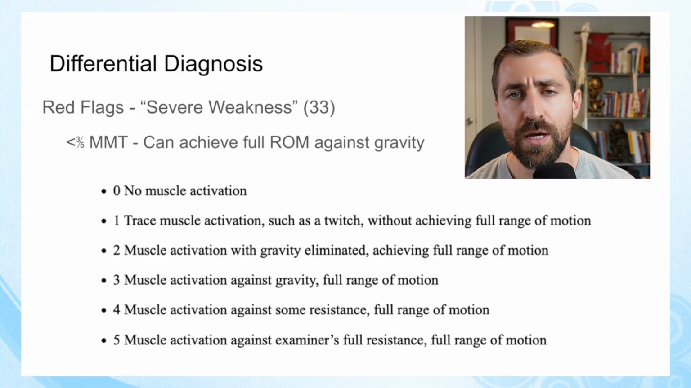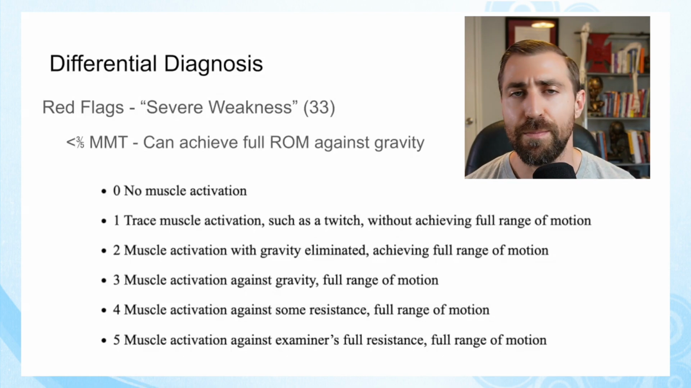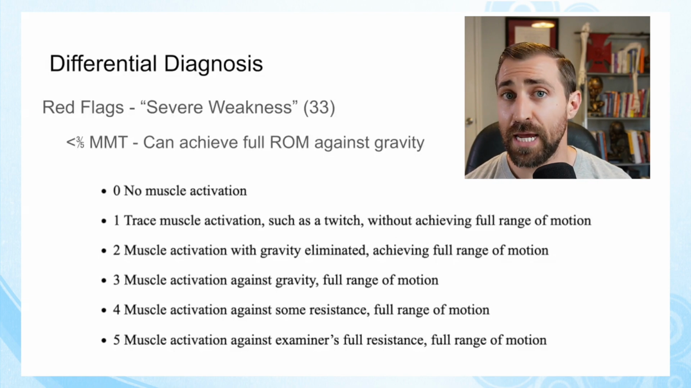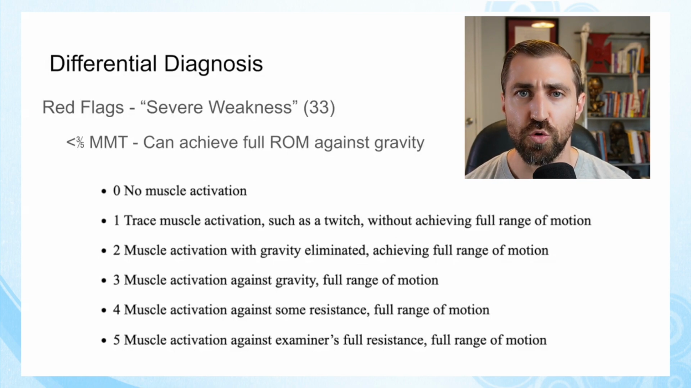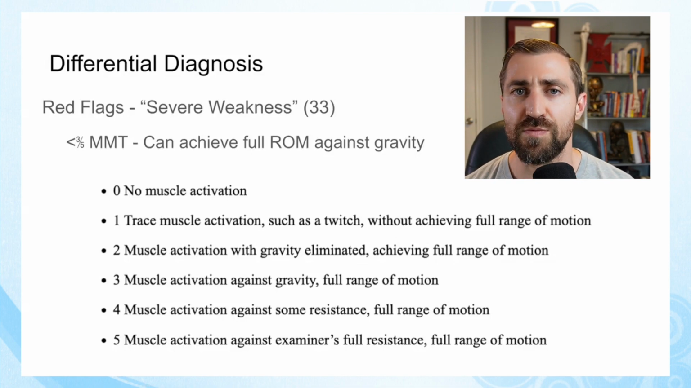A score of 3 would basically be full range of motion against gravity. So think about a patient seated on the end of a table, leg hanging off the edge, and you ask them to dorsiflex through a full range of motion. It looks like they can against gravity. As soon as you give them some resistance, they can't. That would be a grade of 3.